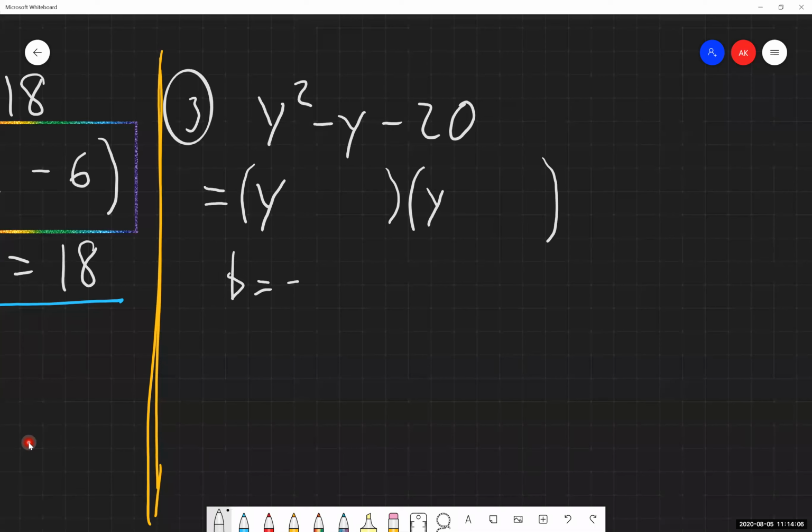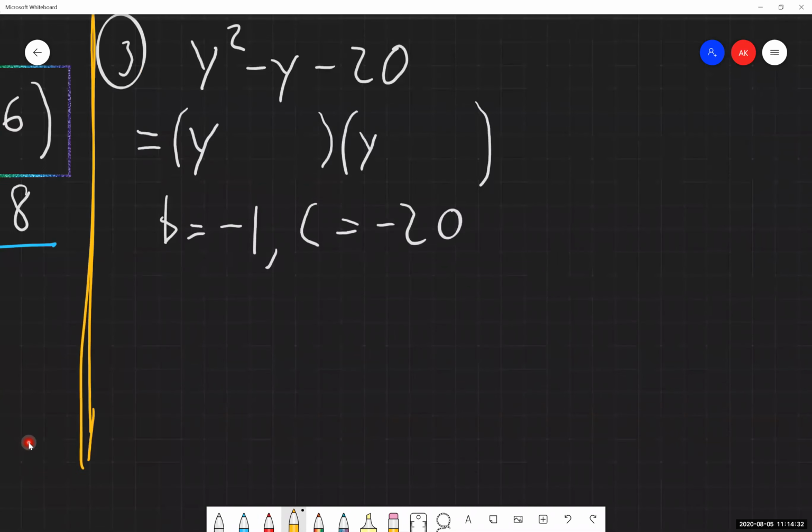So b is going to be -1. Remember, it's that thing directly in front of the y, that invisible 1 hanging out there. And our c value is going to be -20, just this guy on the very end. Make sure when you are doing this, you are including the sign in there as well. It's absolutely crucial, especially for our next step that we're going to go through with our sign analysis.